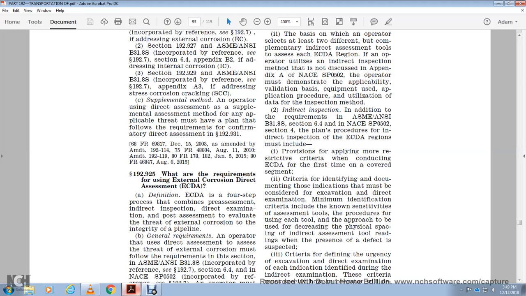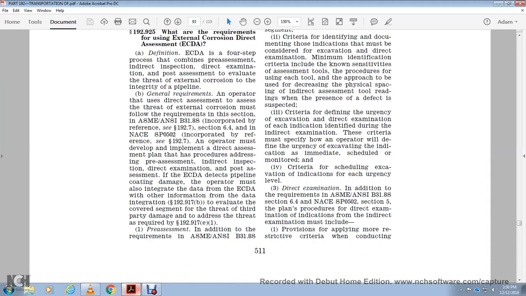192.925. What are the requirements for external corrosion direct assessment? The definition: the four steps of the process combine pre-assessment, indirect inspection, direct examination, and post-assessment to address the threat of external corrosion to the integrity of the pipeline. General requirements. An operator using direct assessment to address the threat of external corrosion must follow the requirements of ASME/ANSI B31.8S, incorporated by reference in 192.7, section 6.4 of NACE SP0502, incorporated by reference in 192.7.